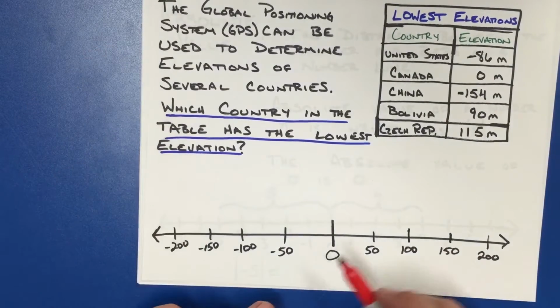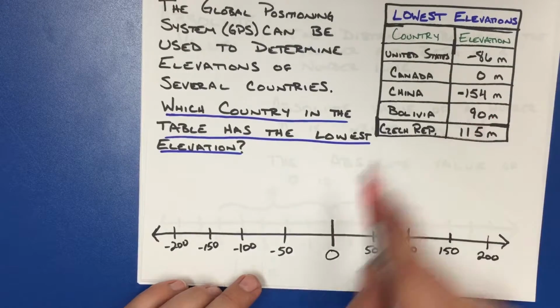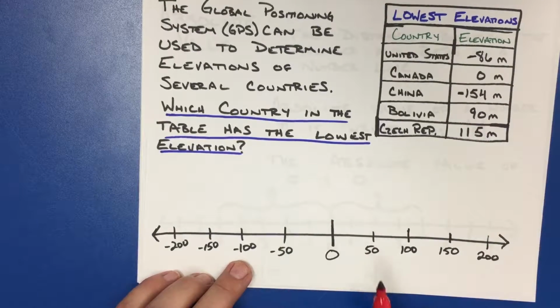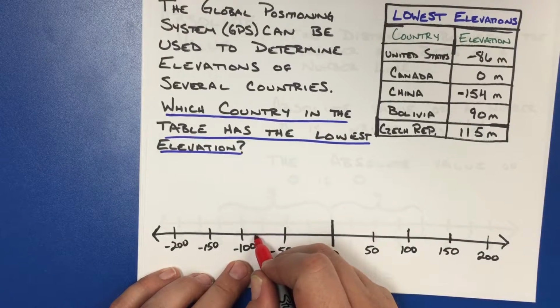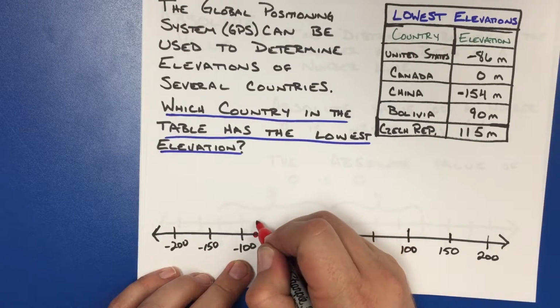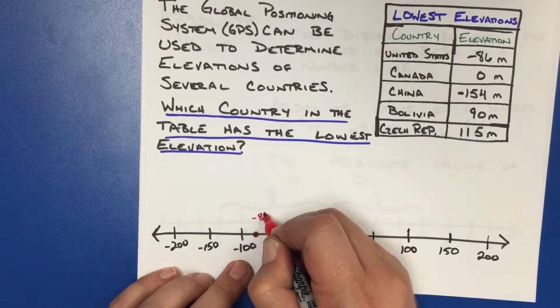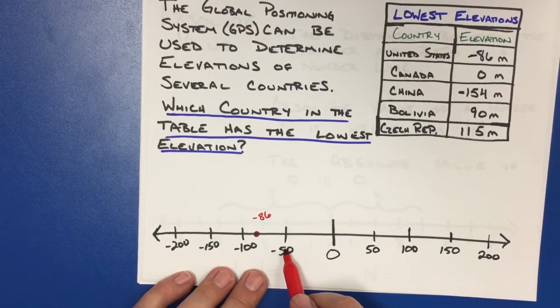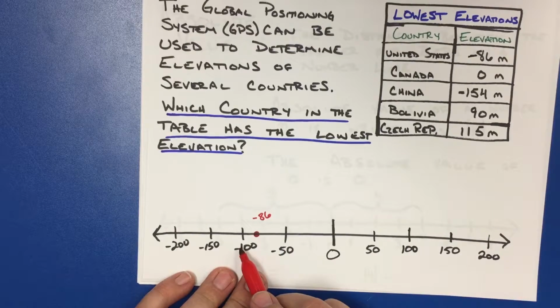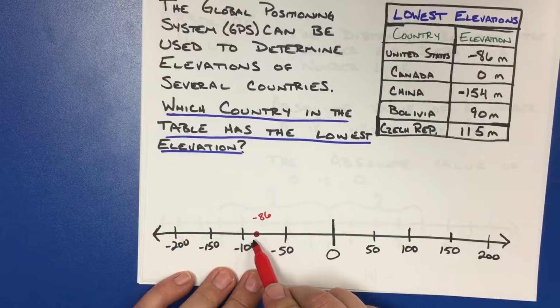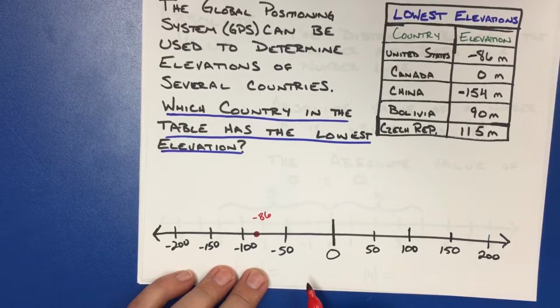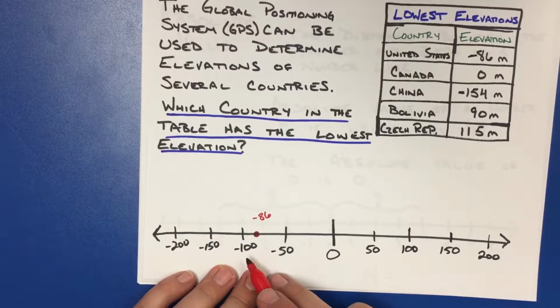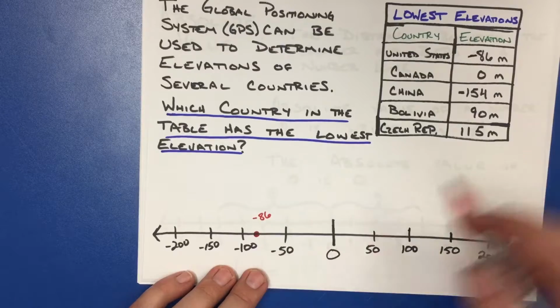So I'm going to come down to my graph and find where 86 would lie. Negative 86 is going to lie between negative 50 and negative 100, and it's probably just a little bit further towards the 100 than the 50. So I'm going to put a mark right here and label that negative 86. If I count backwards between negative 50 and negative 100, it's a little bit more than 3/5 of the way there. Closer to negative 100 than negative 50, but somewhere in between those two.